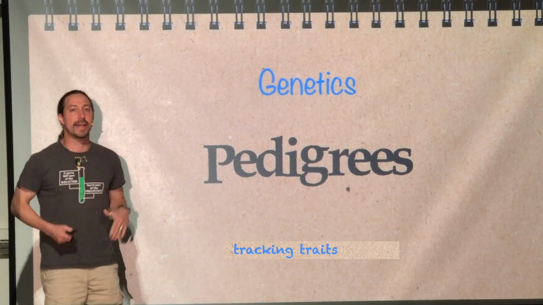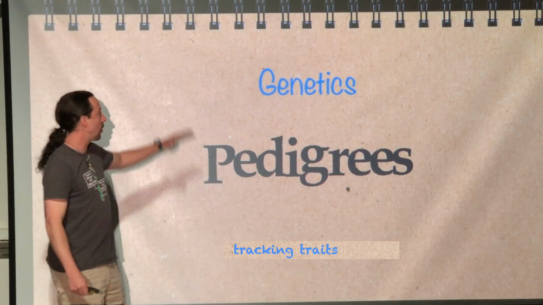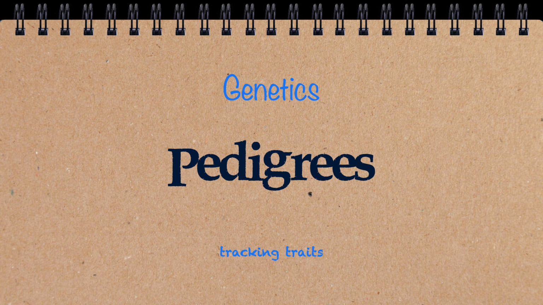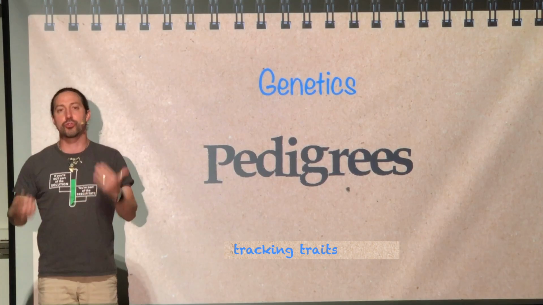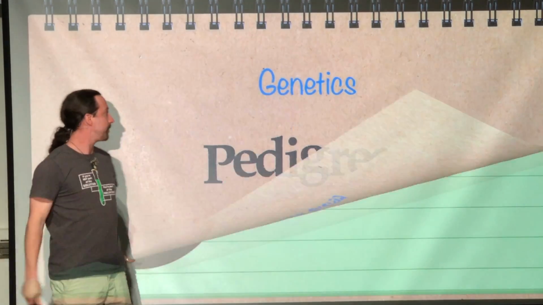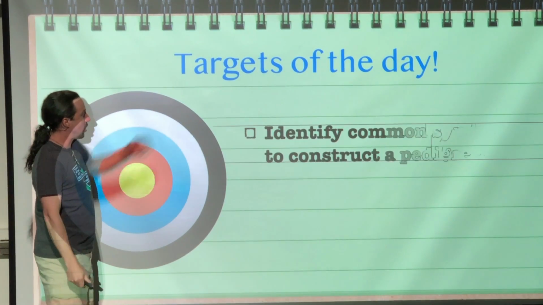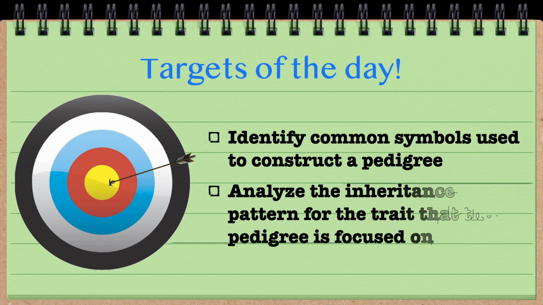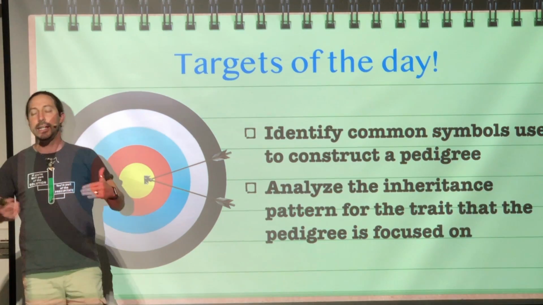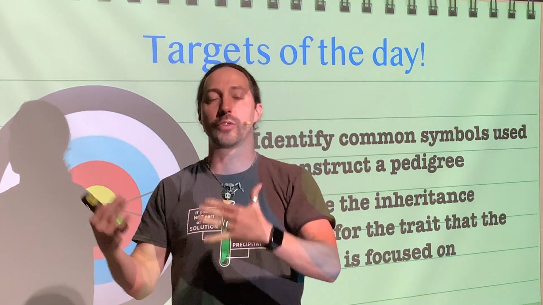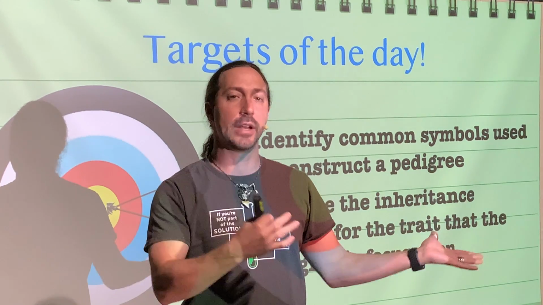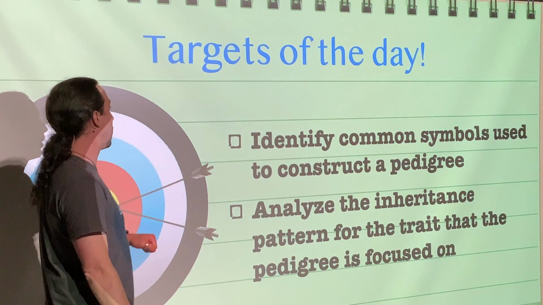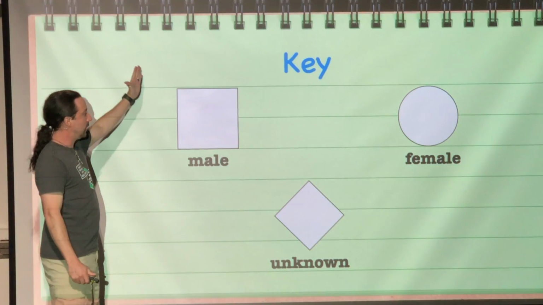Hello and welcome to this next episode of Tutors, where we are continuing our unit on genetics, and today we are going to be looking at pedigrees and identifying how we are able to track traits through generations. Targets of the day. First target is very simple. It is to identify common symbols that are used in pedigrees. And then we're going to analyze the inheritance patterns and see if we can identify what type of trait is being shown in a specific pedigree. And that is what we're going to be looking at today. So without further ado, here we go.